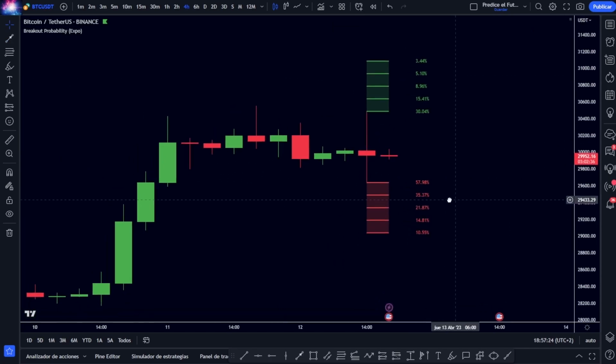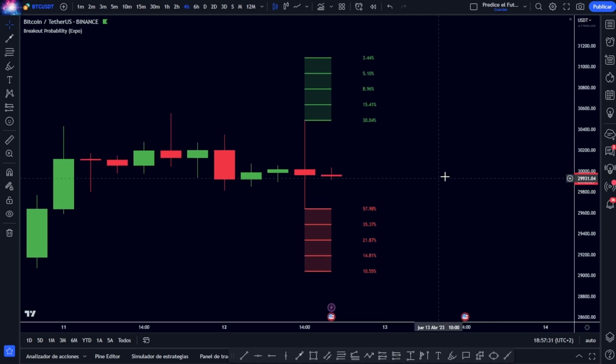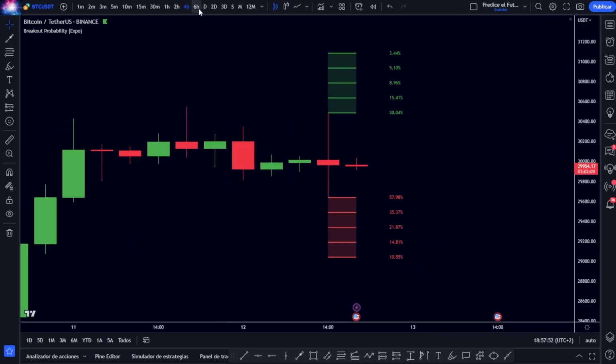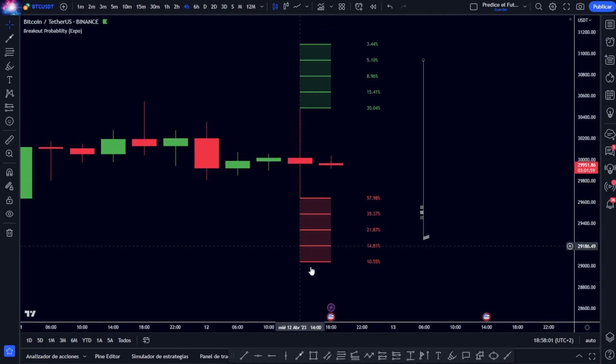As for how we can use this indicator and all the information it provides us, the most basic thing would be to first look at the data it gives us in one of the higher time frames, for example in 4 hours, which is one of the most used, and in which it has already become clear to us that the price is more likely to fall.